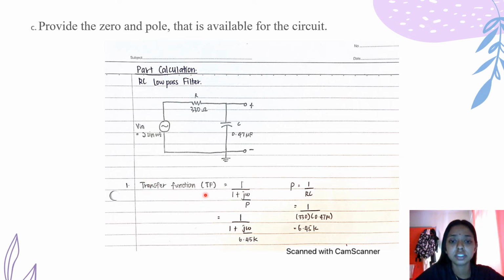For the transfer function, the formula will be 1 over 1 plus JW over P, where P equals the pole. So pole equals 1 over RC. So 1 over RC equals 1 over 330 times 0.47 micro, which equals 6.45 kilo.